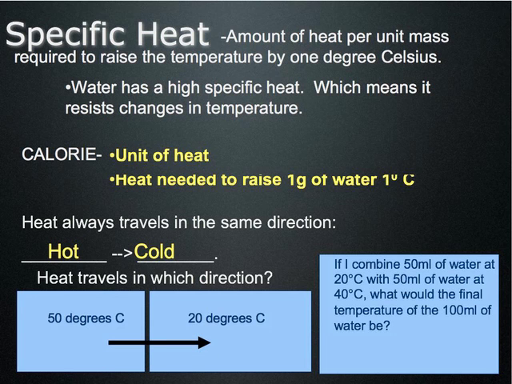So if we have two materials, one that's 50 degrees Celsius, one that's 20, heat from the 50 degrees Celsius object will transmit into the 20 degrees Celsius object. If I have 50 milliliters of water that's 20 degrees Celsius, and 50 milliliters of water that's 40 degrees Celsius, and I mix them, I'm going to end up with 100 milliliters of water. What temperature do you think it will be? It'd be 30, right in between, because they're equal amounts of water.